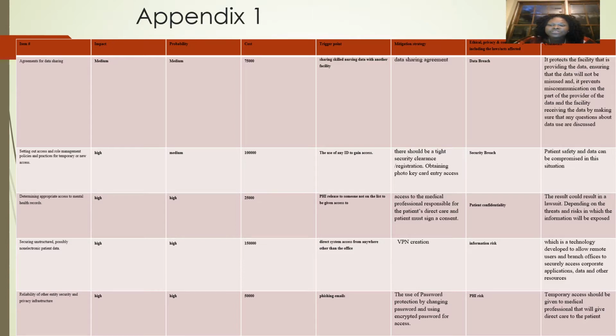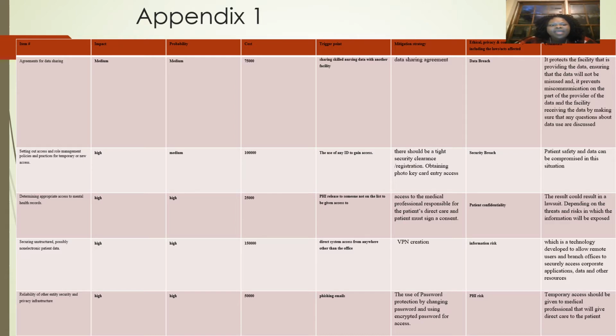For the agreement for sharing data, my comment was that it protects the facility that is providing the data, ensuring that the data would not be misused, and it prevents miscommunication between the provider of the data and the facility receiving the data, by making sure that any questions about data use are discussed between both parties. So I just went down my 5 mitigations and put them all in appendix form.